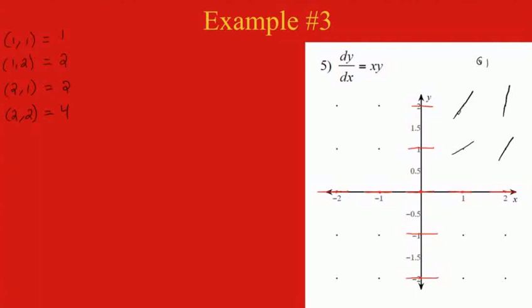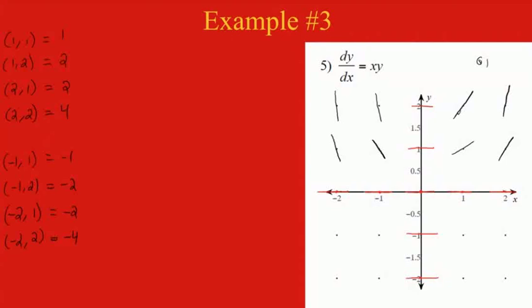We then take a look at some of the other quadrants. So over in quadrant 2, we have (-1, 1), (-1, 2), (-2, 1), and (-2, 2). So we'll find each of those slopes are going to be relatively the same. They're just going to be negatives. So negative 1, negative 2, negative 2, and negative 4. So same idea, only now it's a negatively sloped line. And then we just kind of fill in the rest of it.